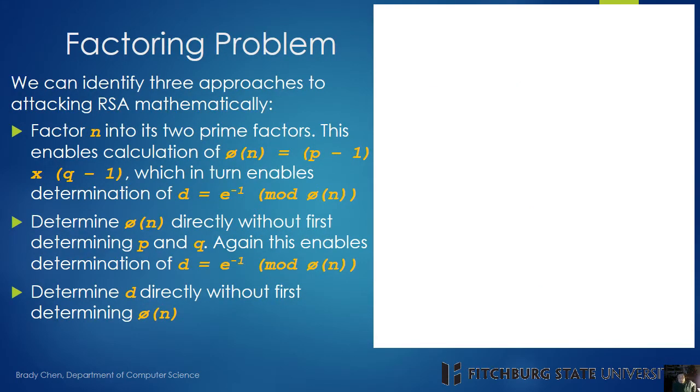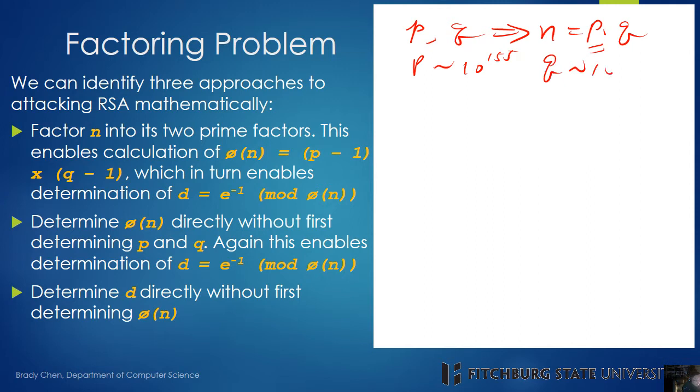Now let's talk about the security of RSA. When people try to attack RSA, how can they perform the attack? Okay, so there are probably 2 approaches mathematically to attack RSA. So first, we're going to pick p and q, right? And then we generate n, which is p times q. Okay. Now we know that p is big enough. p is approximately 10 to the 155, and q is approximately 10 to the 154.